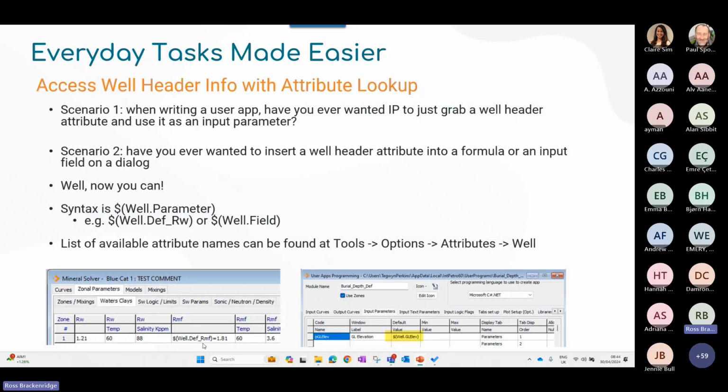Another thing we've added is the ability, instead of typing a parameter into a module, if that parameter already exists in your header as a parameter, we can actually just take the parameter from that well header attribute. So that way we can just have the parameter as an attribute, and then every time you were using that module in different wells, it would just go and look for the relevant well header attribute for that well.